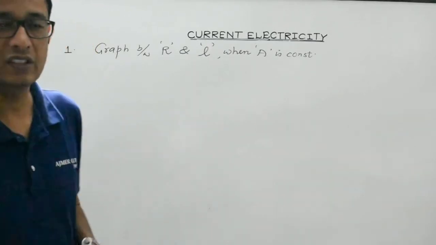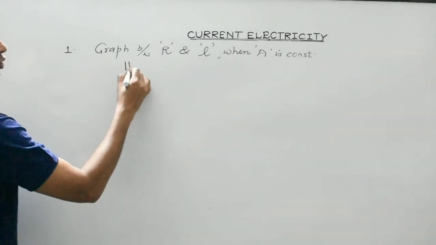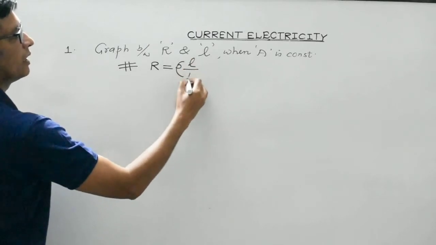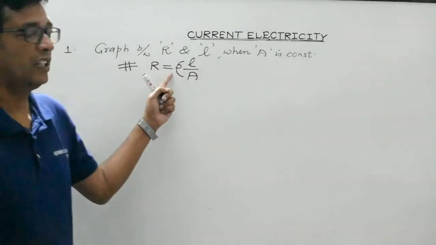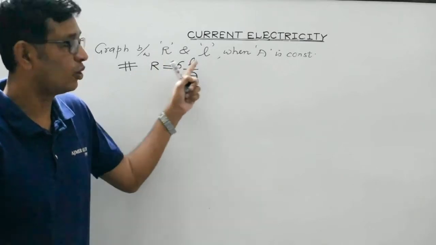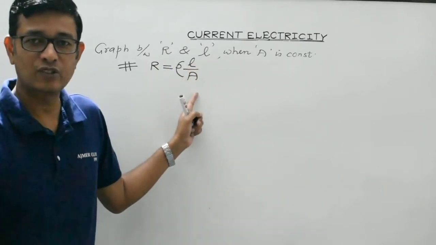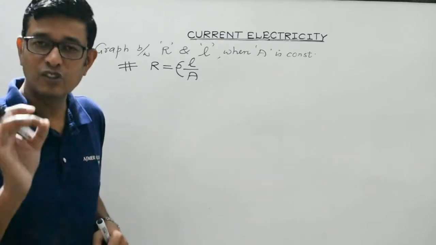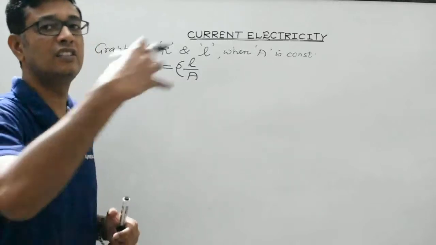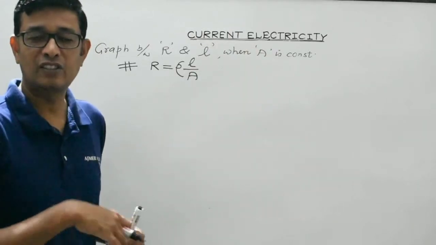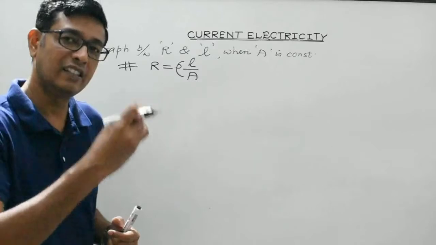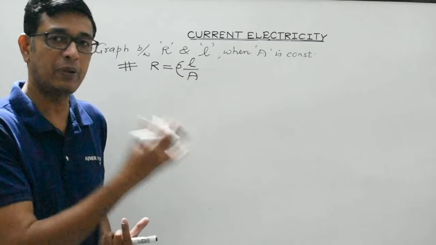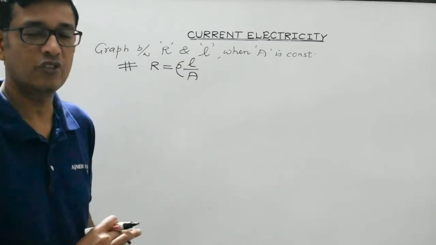First and foremost, you need to be aware of this particular formula. We know that resistance is rho L by A, isn't it? It depends upon the nature of material of the conductor. It depends upon the dimensions of the conductor, that is length as well as cross-sectional area, and it also depends upon the temperature. The resistance of a conductor increases with the increase in the temperature, and decreases with the decrease in the temperature, right? It has already been done in the previous lecture.